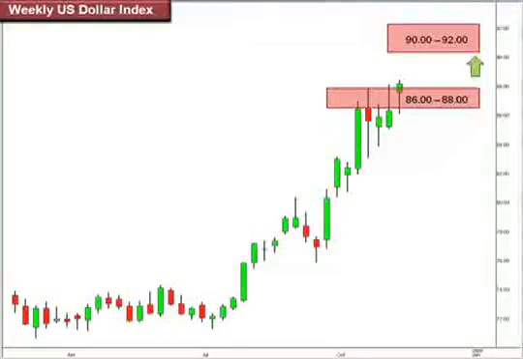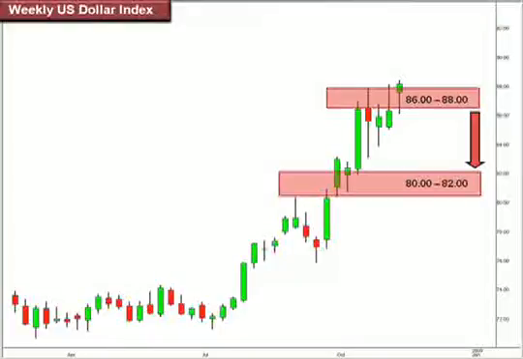Should the index hold at this level, once again that 90 to 92 focal area remains our upside target. Although the path of least resistance seems to be to the upside, a natural retracement in this extended upside move would likely take us back down into that 80 to 82 box.